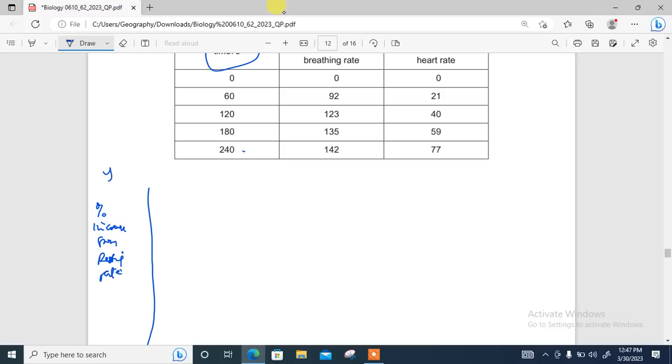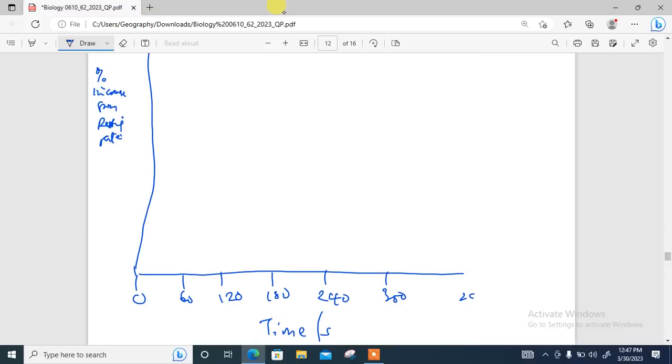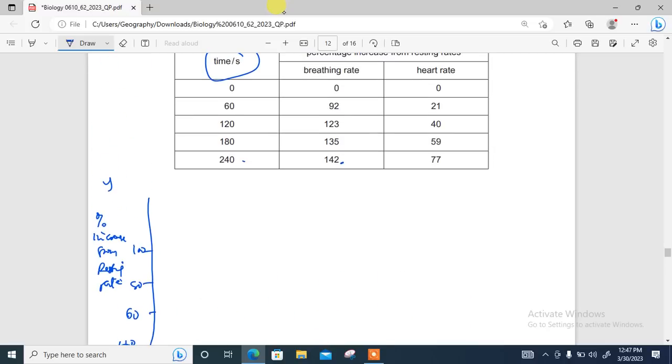Then here, the highest value I'm looking at is 142. So I can decide to start with 0, then 20, 40, 60, 80, 100. Sorry, I was adding in tens, it should be in 20s. So 40, 60, 80, 100, 120, 140, and lastly, I can have 160. Once I have this, the next thing is to plot my data.